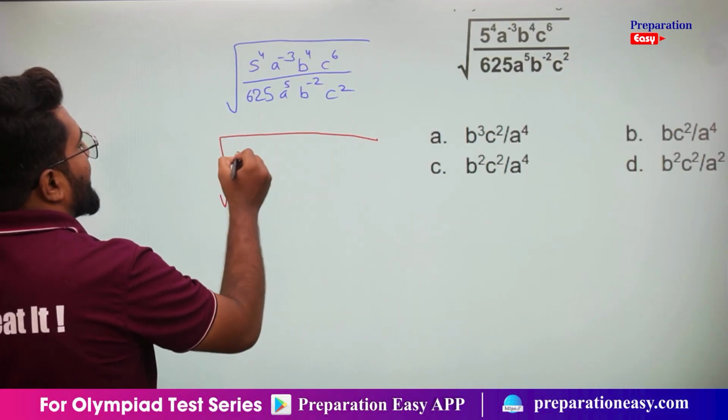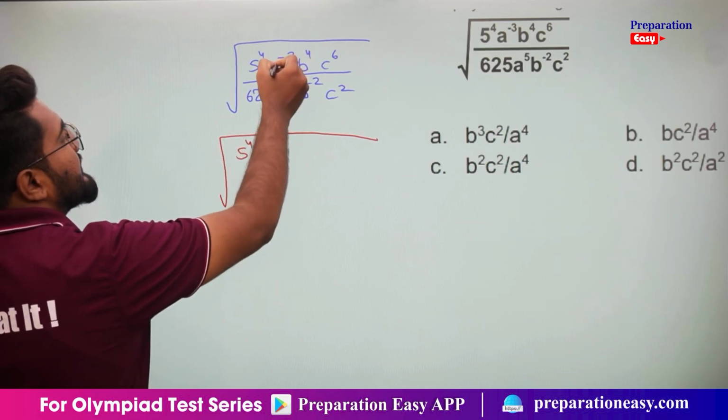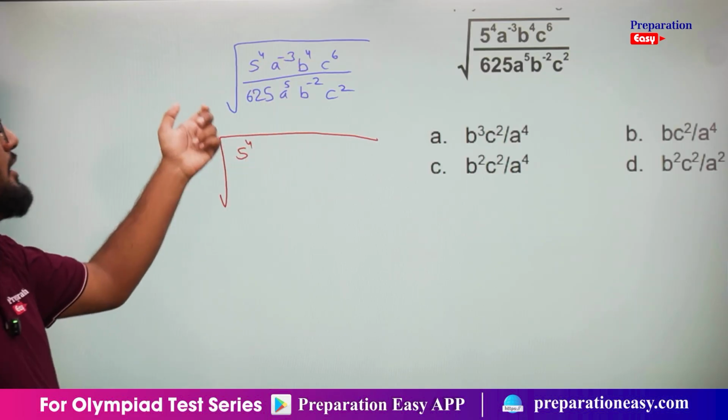Under root 5 power 4. This a is negative, a minus 3.